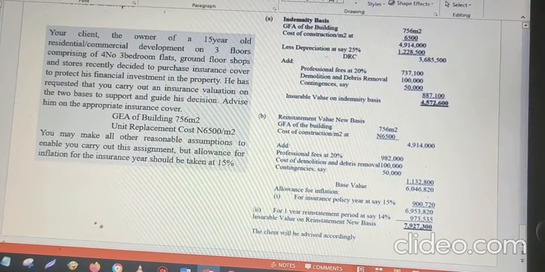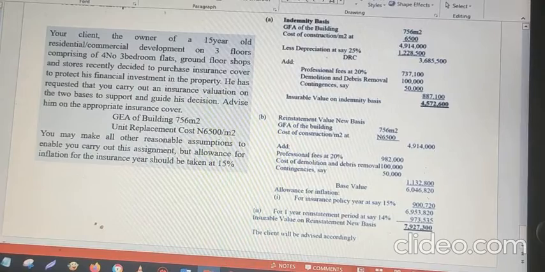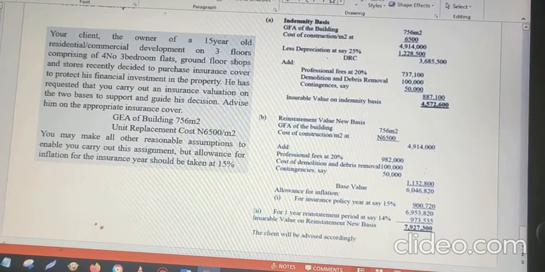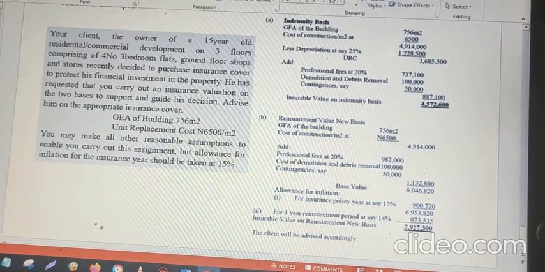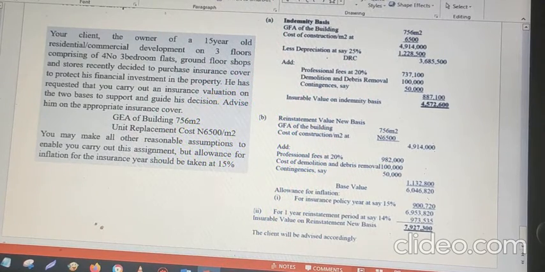The factors that may affect the rate of premium payable include mode of construction of the building, location of the neighborhood, materials used in construction, and nature of occupancy or activities carried out within the premises.